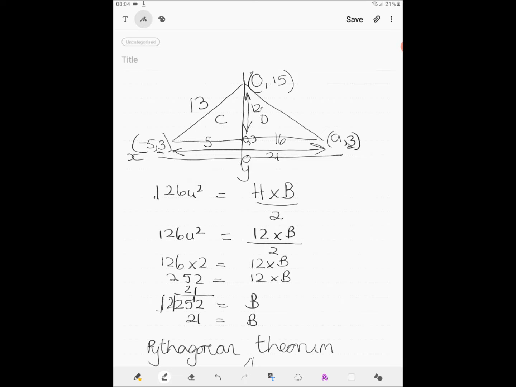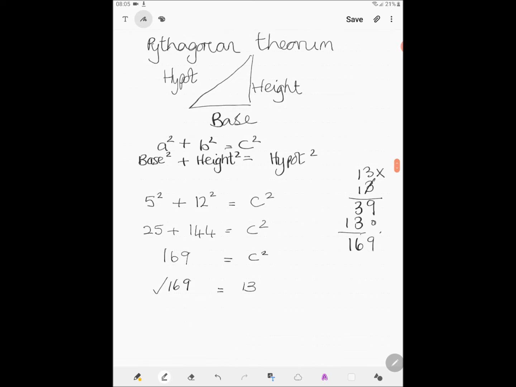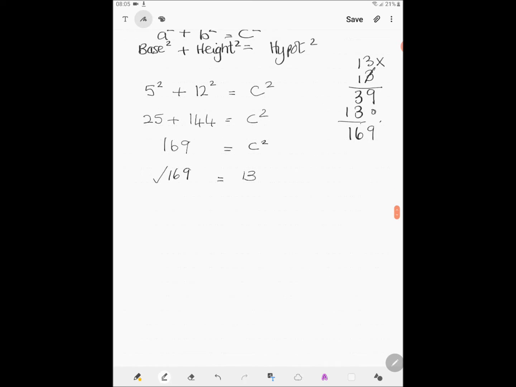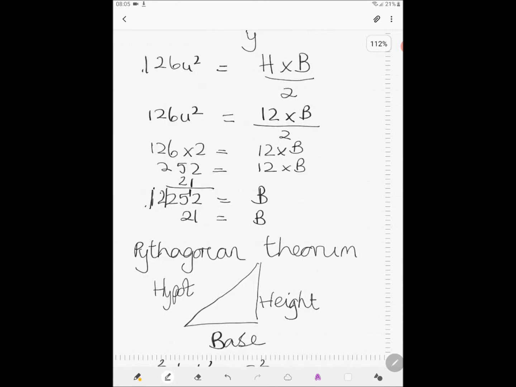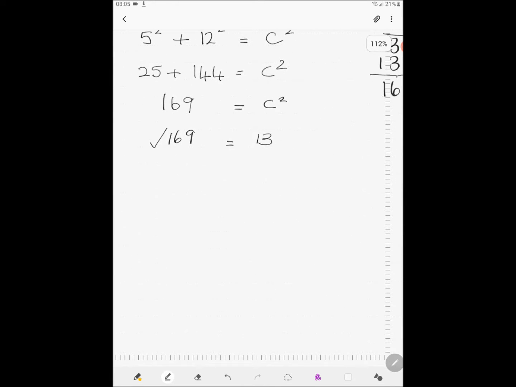So now I've got to look at the other, we're looking at triangle D. My height is 12. I'd worked out 16 as my base, so I need to do the same type of calculation. So my base was 16. Pen has decided to stop working. My base was 16, so I'm going to do 16 squared plus my height, 12 squared, equals C squared, my hypotenuse.